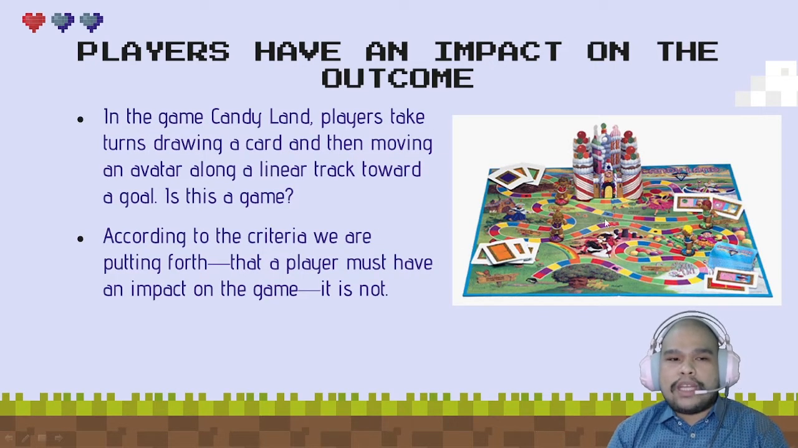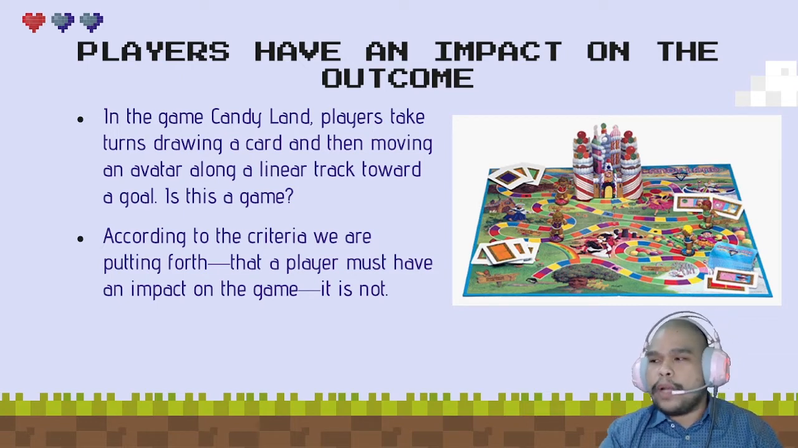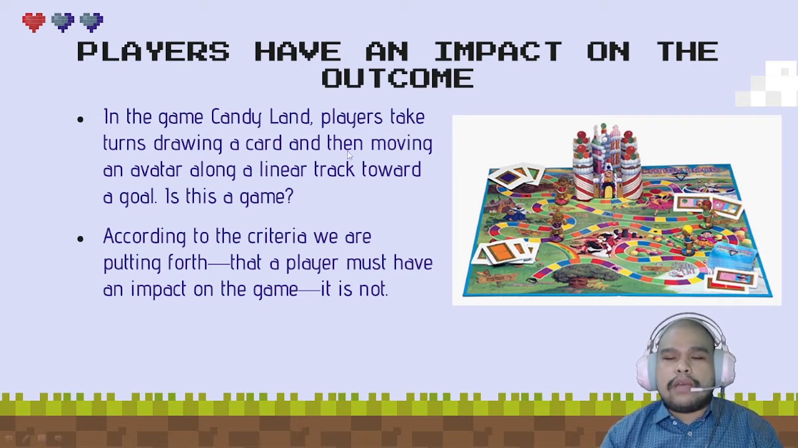Here we have a sample game. This is the game we call Candyland. Players take turns drawing a card, then moving an avatar along a linear track toward a goal. So is it a game? Let's see. In this game, there can be at least 4 players. So, in this particular game, you'll be voting on who is player number 1, player number 2, and so on and so forth.